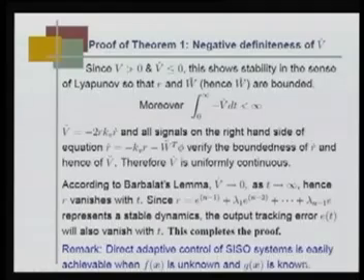Now, we will go to the second part. Barbalat's lemma you can apply, then v dot tends to 0 as t tends to infinity, then r vanishes with t. Since r represents a stable dynamics, given lambda 1 to lambda n minus 1 are all positive quantities, the output tracking error E t will also vanish with t. This completes the proof. Remark: direct adaptive control of single input single output systems is easily achievable when f x is unknown and g x is known.